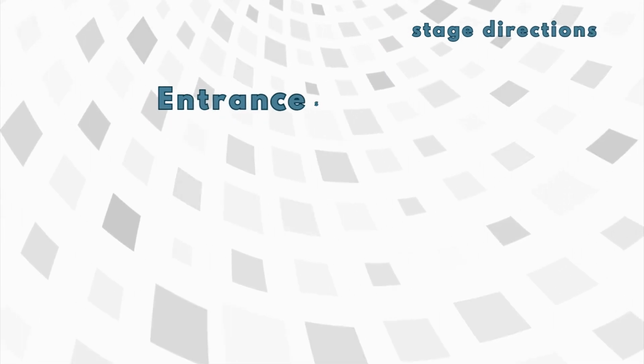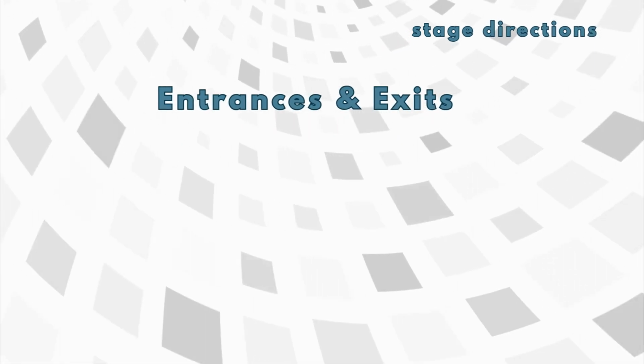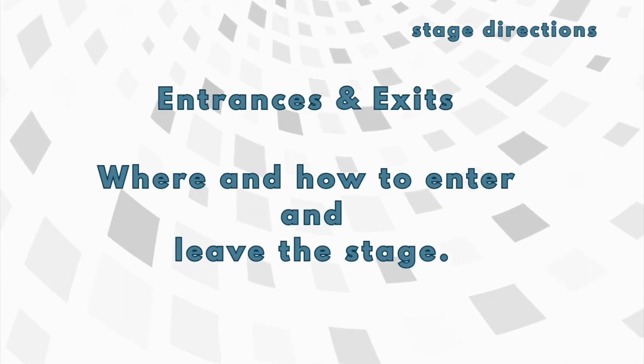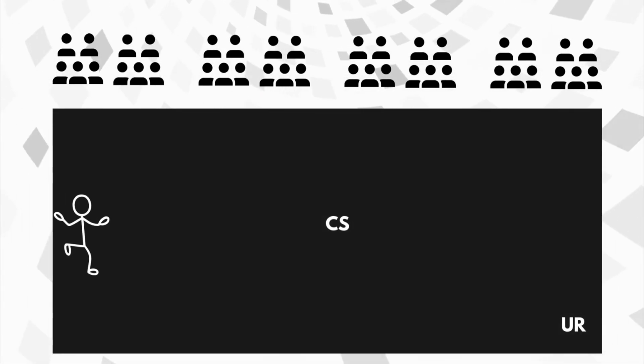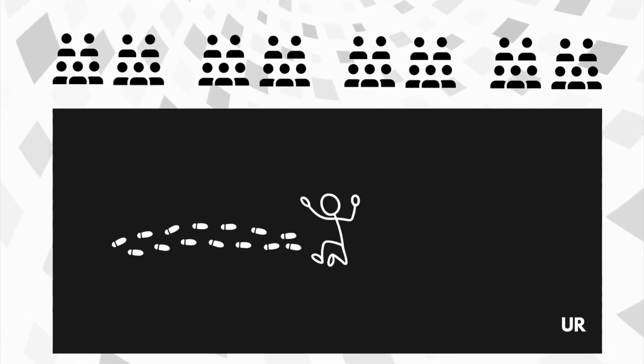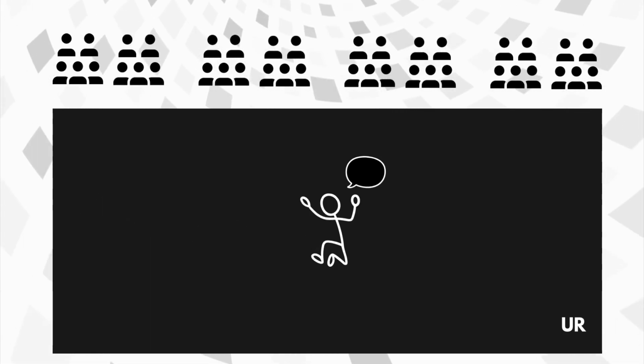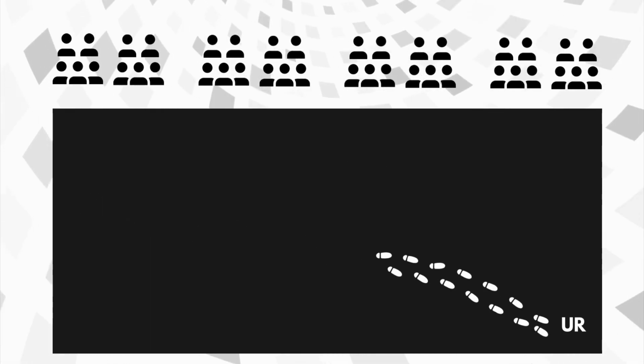Stage directions also include entrances and exits. These tell actors where and how to enter or leave the stage. For example, an actor might enter from the stage left and cross to center stage to deliver a line, or they might exit upstage right after a scene.